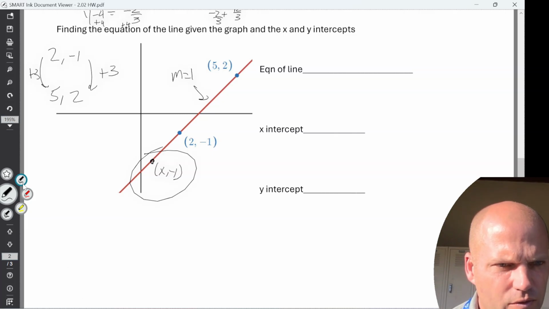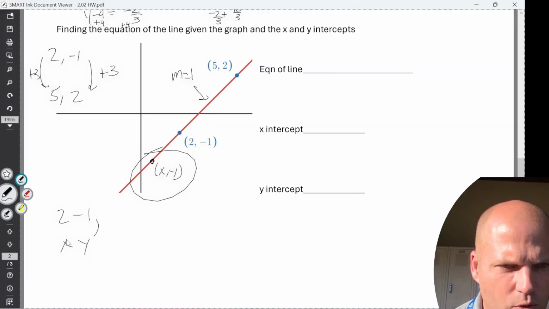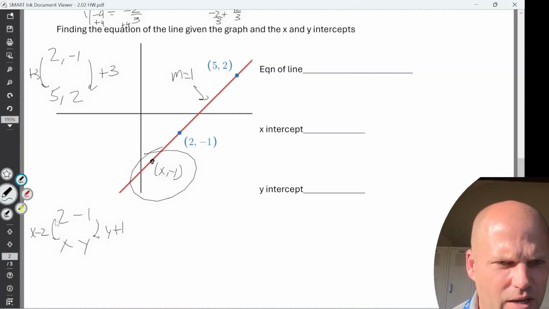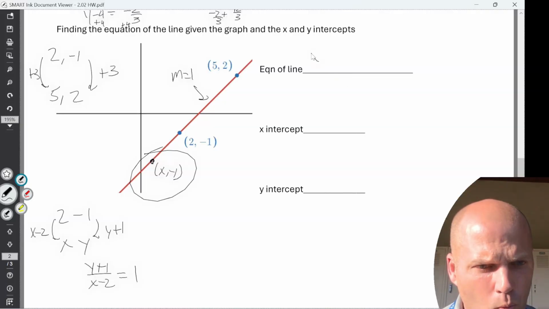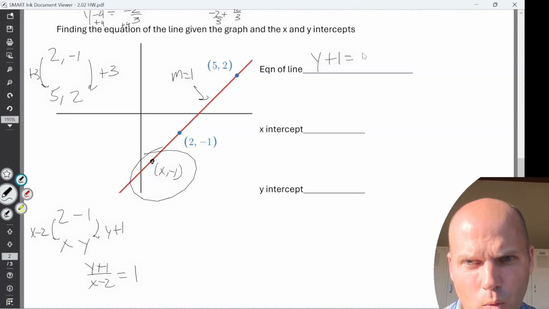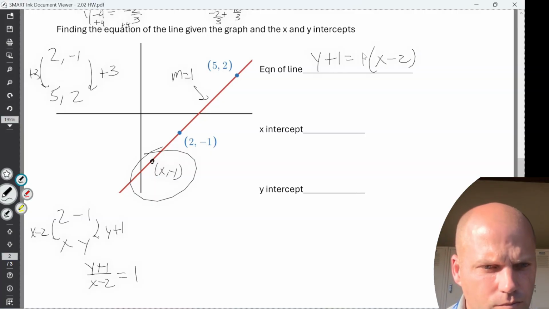I don't want to confuse you here. So the point (2, -1) connecting with (x, y): the y change will be y plus 1, and the x change will be x minus 2. So (y plus 1) over (x minus 2) has to equal 1, or y plus 1 has to equal 1 times (x minus 2).